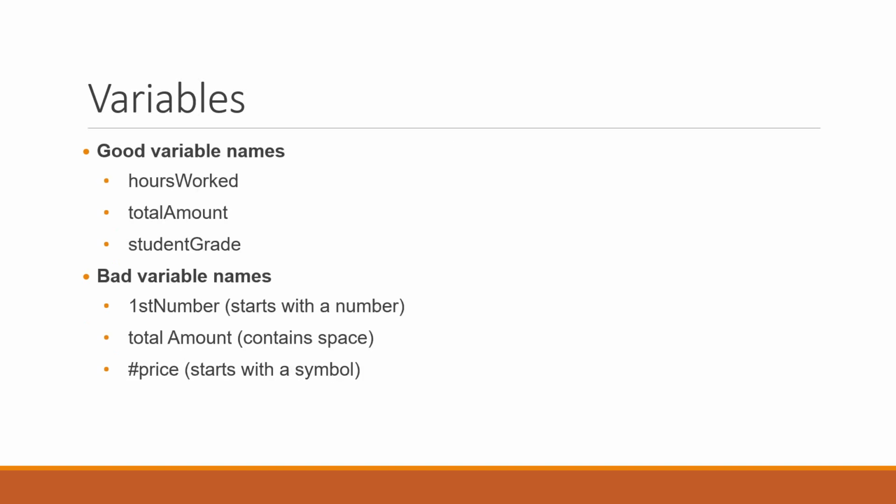Examples of variable names. Good variable names: hoursWorked, totalAmount, studentGrade. Bad variable names: 1stNumber, starts with a number; total amount, contains a space; #price, starts with a symbol.